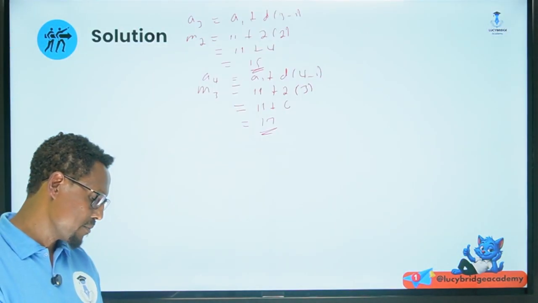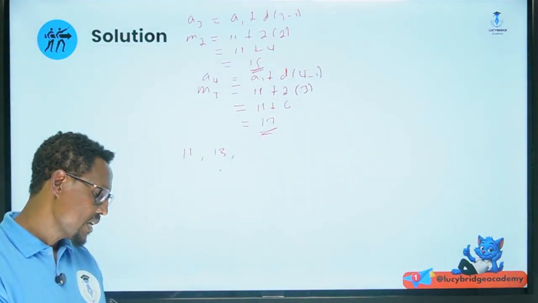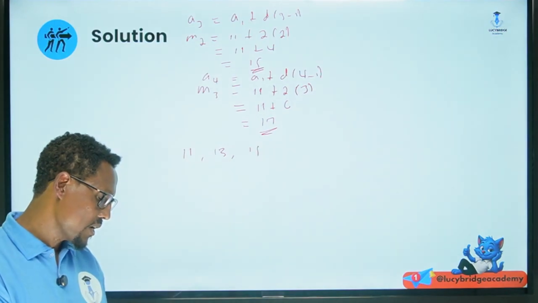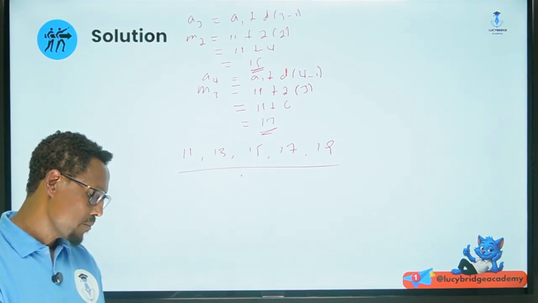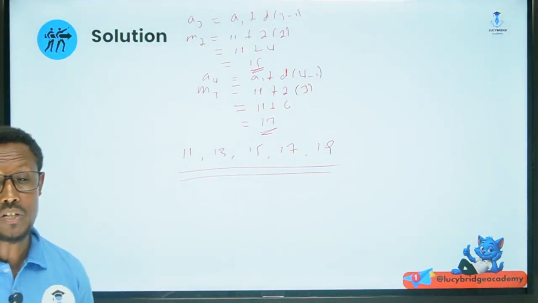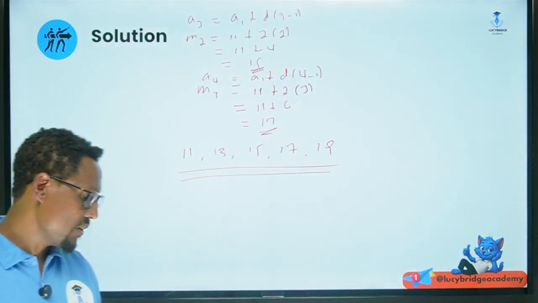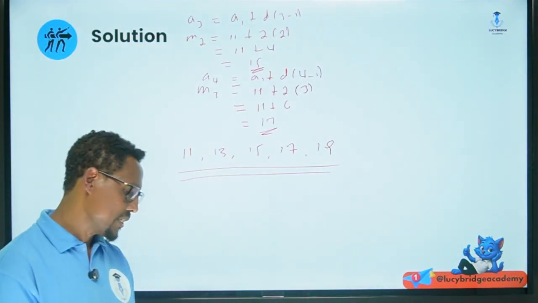Yes, the terms are 11, 13, m1 is 13, m2 is 15, m3 is 17, and the last one is 19. These are the terms. Between 11 and 19, there are 13, 15, and 17. The arithmetic means between 11 and 19 are 13, 15, and 17. Good.